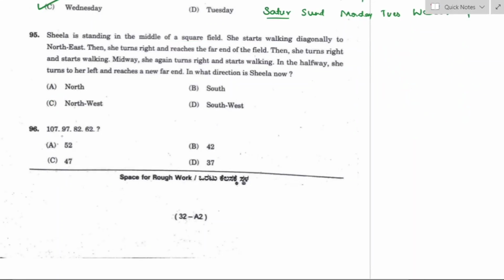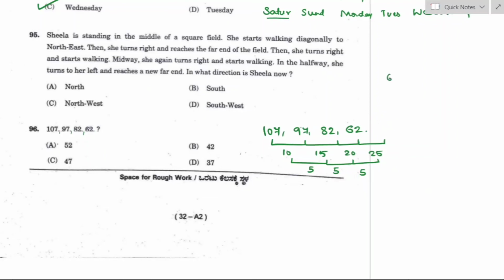Question number 96. This is a number series problem where you can observe the difference between the two numbers is 10, 15, 20. Finally the difference will be in the range of 5. So if you subtract 62 minus 25, the next number will be 37. So option D is the right answer.